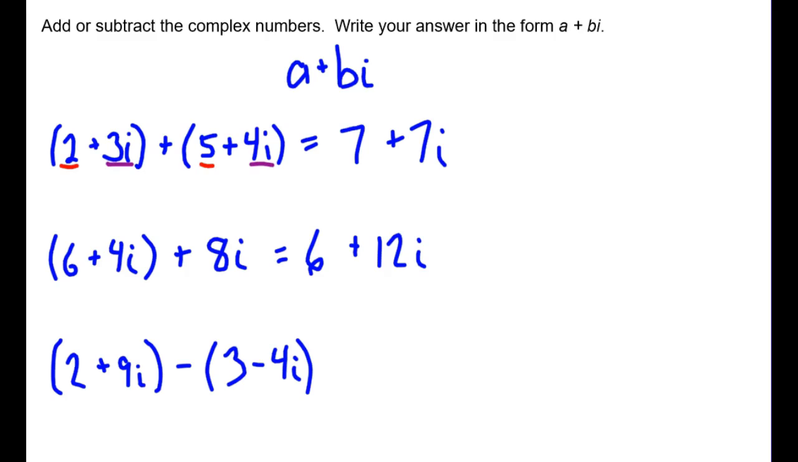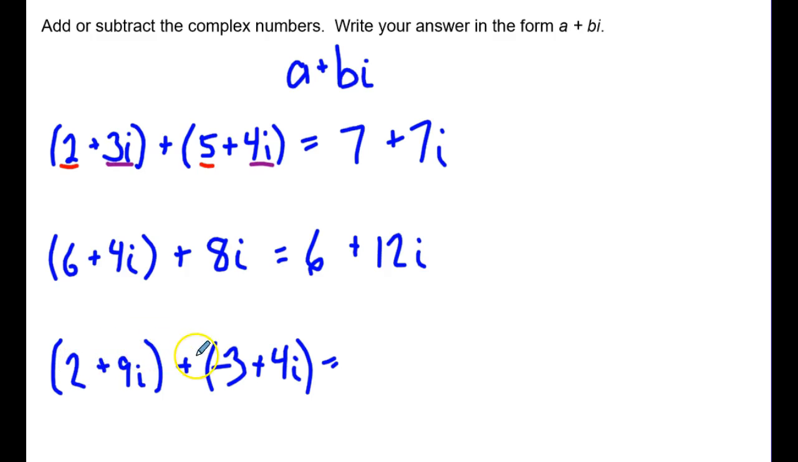In the last example, we're going to do a subtraction problem. We have 2 plus 9i minus the quantity 3 minus 4i. If you remember from algebra, if we're subtracting a quantity in parentheses, we can change this to an addition problem. We do that by changing this to addition and changing the sign on every value inside the parentheses. So this would become a -3 and this would become plus 4i.